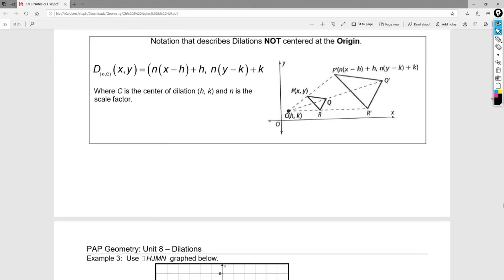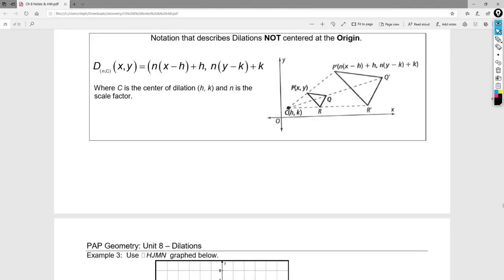So now for dilations not centered at the origin, we do have to include the center here, which would be h, k. This is very similar notation to a circle, or what you'll learn later in conics. Okay, but in this case, we just represent the center using h, k, and n is still the scale factor. But otherwise, really nothing's different. Okay, we just include the center of dilation there.